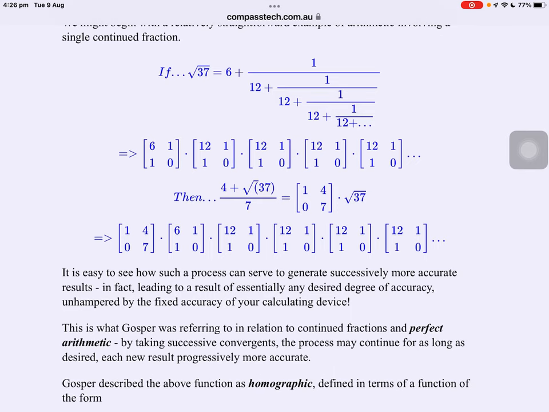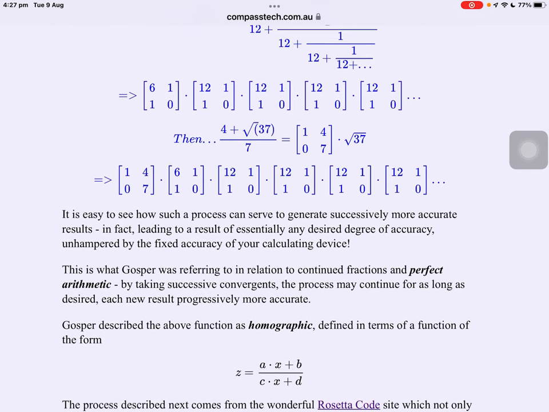Now, if I wanted to do some arithmetic with square root 37, suppose I wanted to add 4 and divide by 7. Well, that operation can also be expressed as a 2 by 2 matrix. Think of it as 1, 4, 0, 7 times root 37. And being a product of matrices, we could then put that linear fractional transformation at the start, followed by the matrix form of the continued fraction. And in matrix terms, it's much easier to see what's going on. So we'd multiply the first two, and then each time we multiply by the next one, we get closer and closer to our final result.